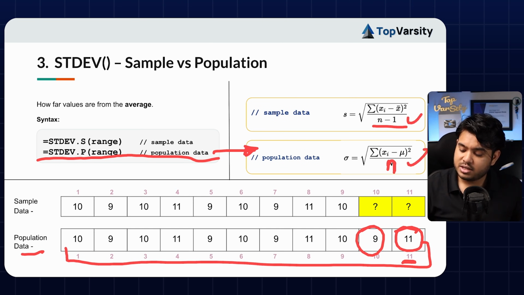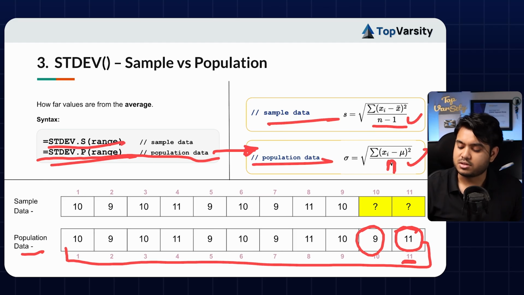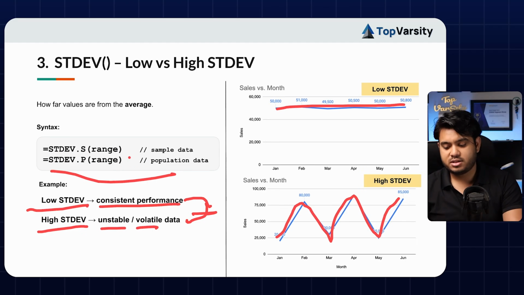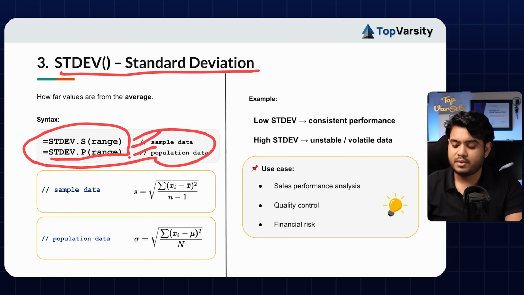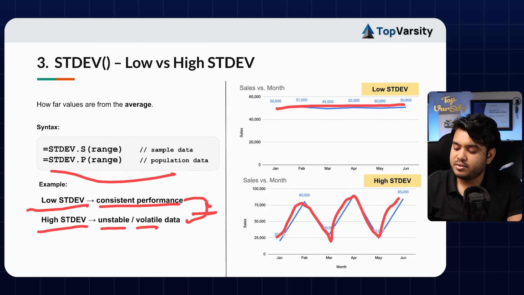But the good thing is you don't need to write this formula in Excel sheet. You can simply use these things. So this is about the standard deviation. Let me repeat. Basically, we will use standard deviation to confirm about our data, whether it's consistent or it's unstable or it's volatile data.